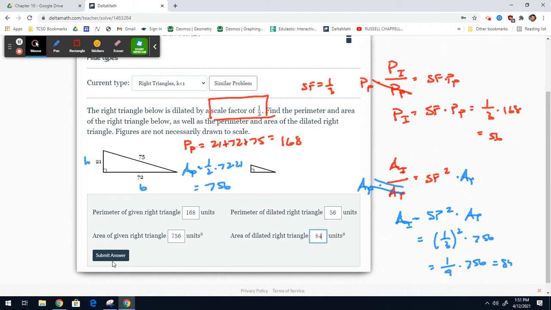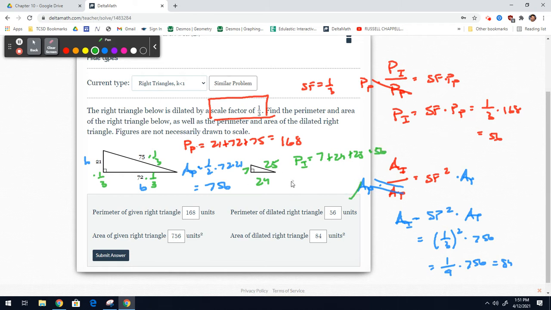And now, just to double check, and I'll do this in green. If I have green, I like green. Yes, I do. Now, let's actually take the dimensions and multiply them each by 1/3. 21 times 1/3 is 7. 1/3 of 72 is 24. And 75 times 1/3 is 25. And now, if we want to find the perimeter of this image, we add 7, 24, and 25. Well, that's 49 and 7, which is 56.